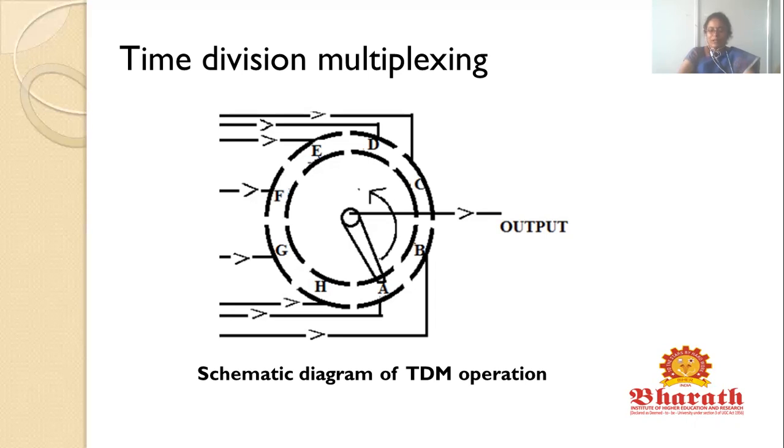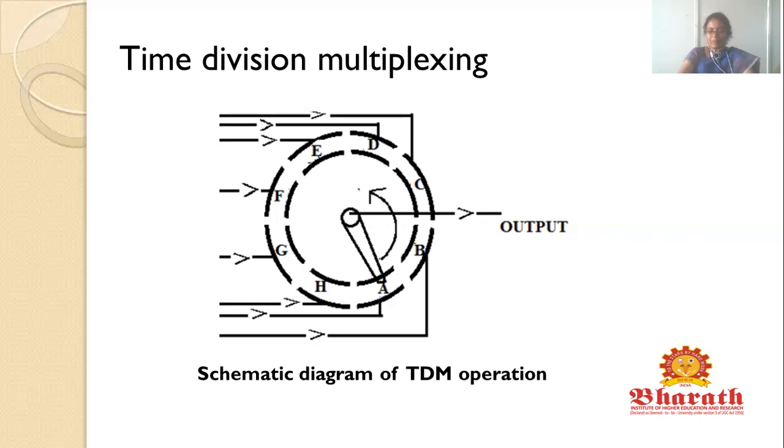Time division multiplexing is used when the transmission rate of the media is greater than the total transmission rate of the sources. Here, each signal is allotted a definite amount of time. The slots are so small that the transmission appears to be parallel.